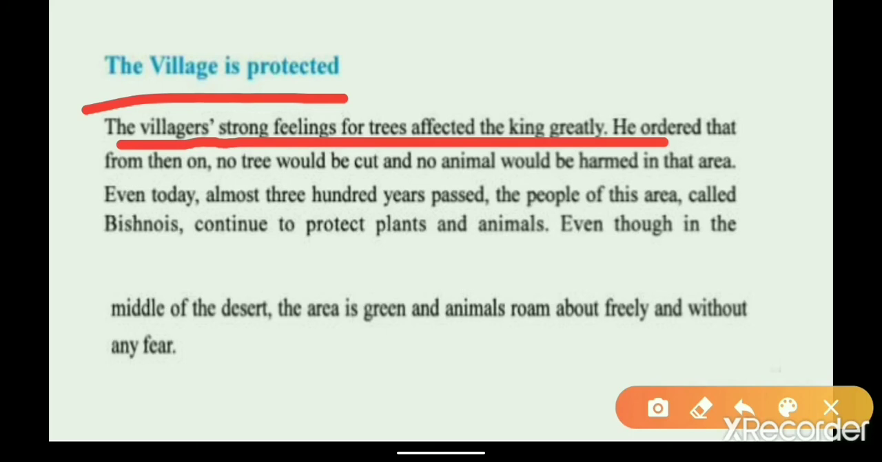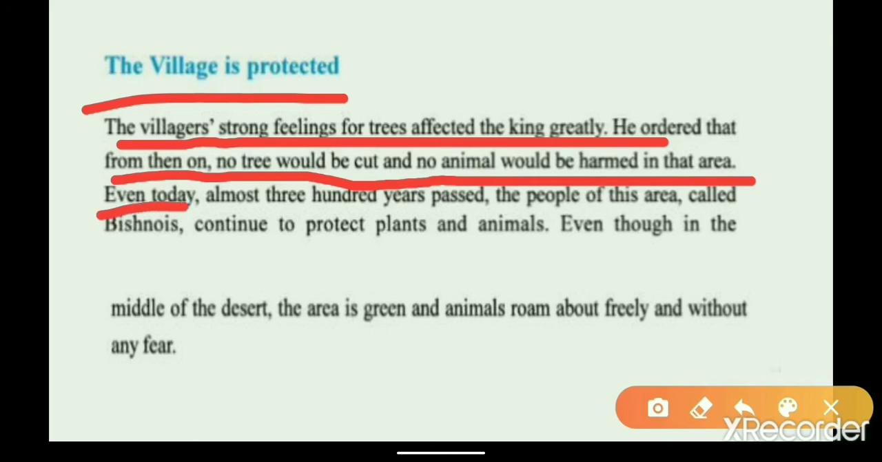He ordered that from then on no tree would be cut and no animal would be harmed in that area. From that time, no trees or animals should be harmed in that area. Almost 300 years have passed.